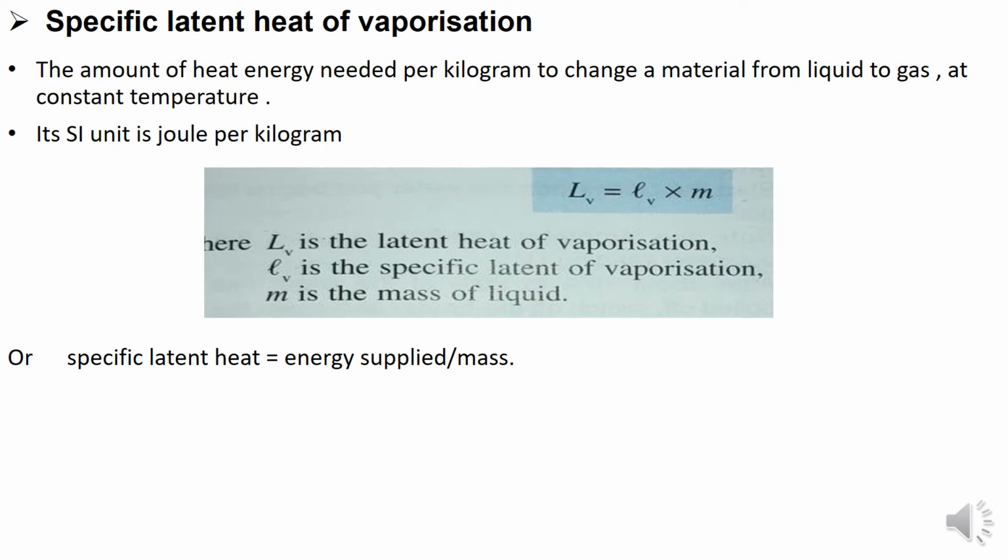That means if the question is given to you for specific latent heat of fusion, you can write specific latent heat equals energy supplied divided by mass. That time the energy will be the latent heat of fusion divided by mass. Whether it is latent heat of vaporization or fusion, that is the energy value only. Only the name is the difference.